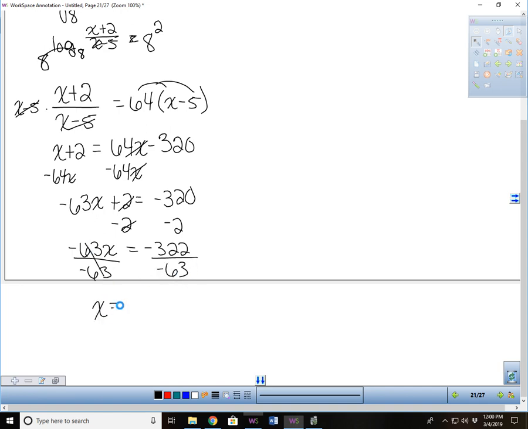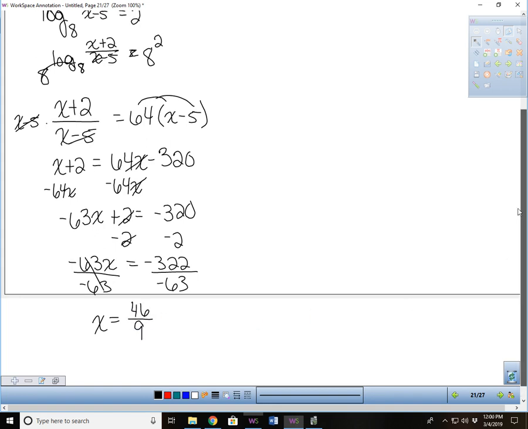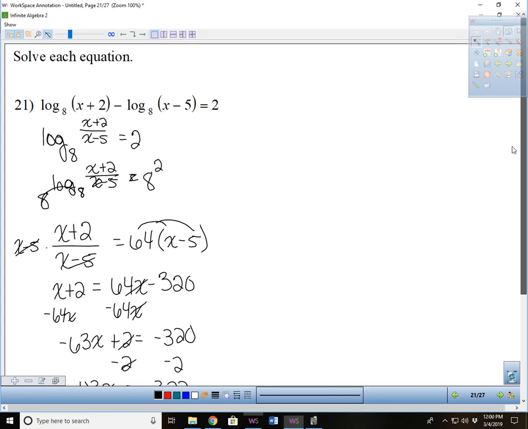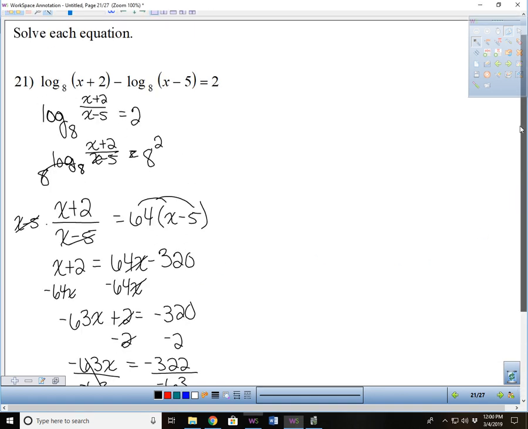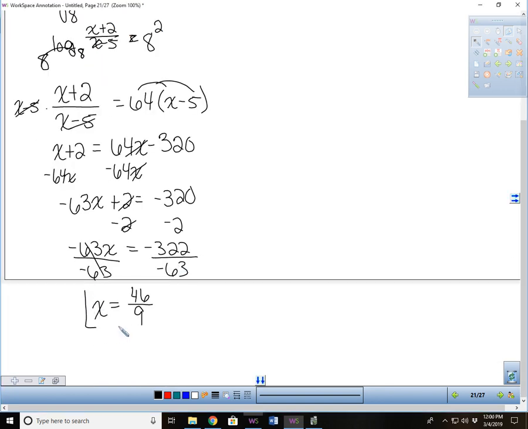So I get x is equal to, and if you reduce that, you get 46 over 9. Okay, so you want to look up here, 46 over 9 minus 5, so you want to check that. That would give you 1 over 9, so that's not a problem. And then if I take and add 2, that's not a problem. So I'm good on that one.